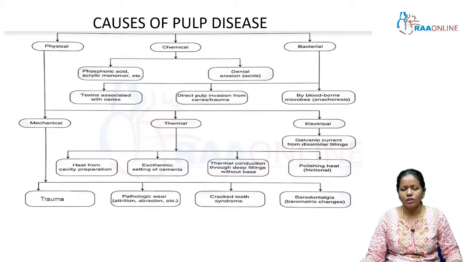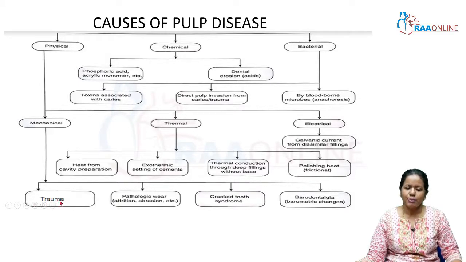Next, let's see what are the causes for the pulpal diseases. It is broadly classified into physical, chemical and bacterial causes. In physical, again, there are various causes like mechanical injury, thermal injury or electrical injury that can result in pulpal disease. In mechanical, the various factors that can cause injury are trauma. When I say trauma, it could be because of accidents that can occur during sports activities, or it can even be an iatrogenic cause. Iatrogenic cause means it is induced by the operator during some treatment on the tooth.